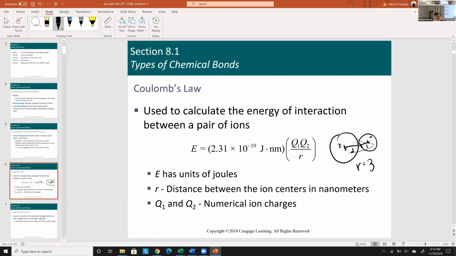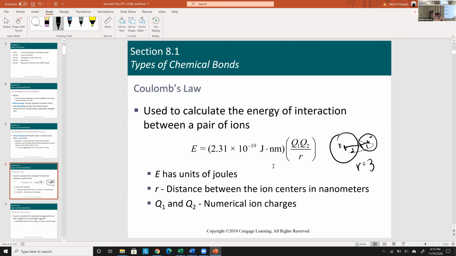Based on the equation, how does charge affect the bond energy? Anybody? In this case, you're talking about both charges, Q1 and Q2, as the positive and the negative. More charge or less charge?